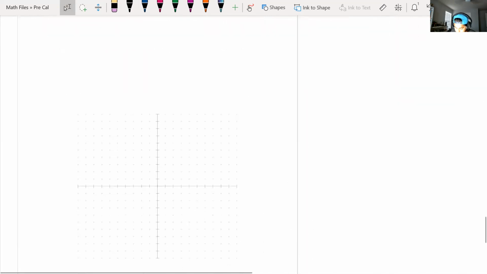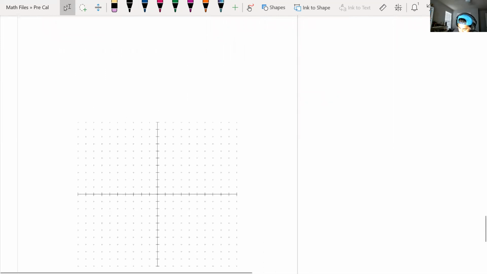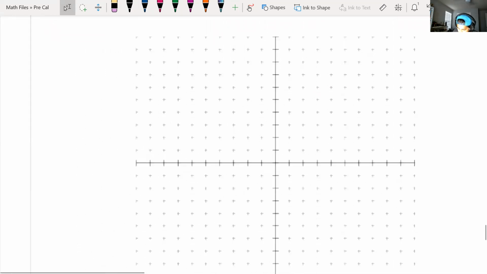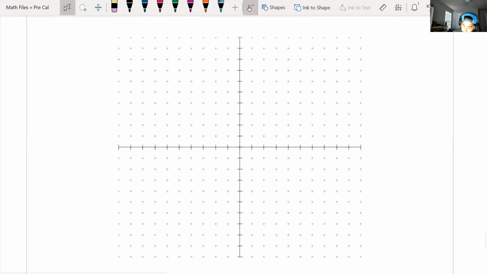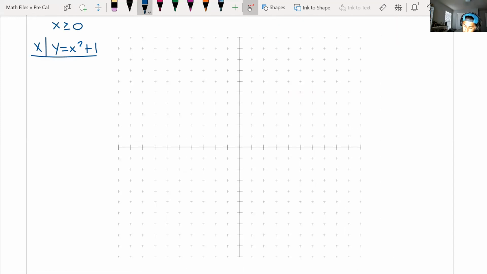All right, I'll put that XY chart right here. Okay, so for the first one, x and y equals x squared plus 1. We're restricting the domain to anything greater than 0. So remember, the domain tells you what numbers to pick. So what number should I start with?